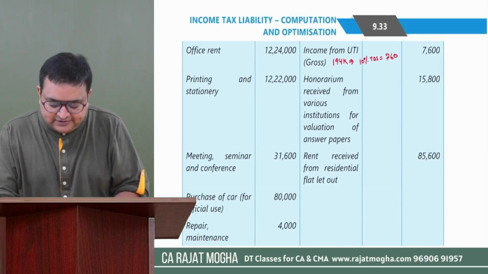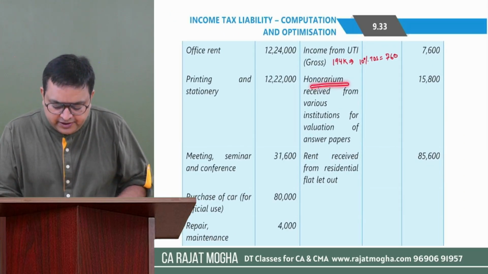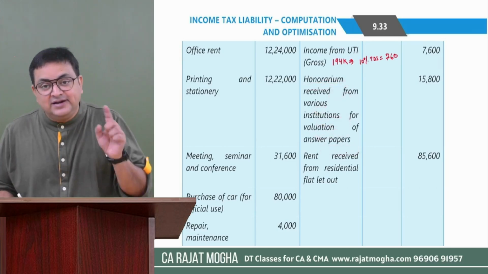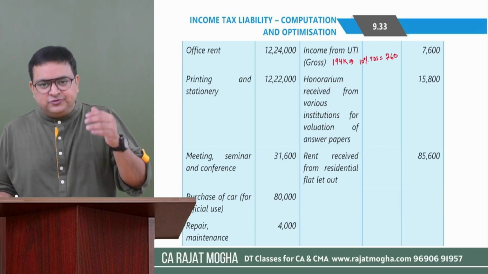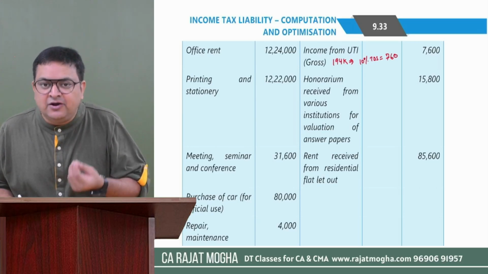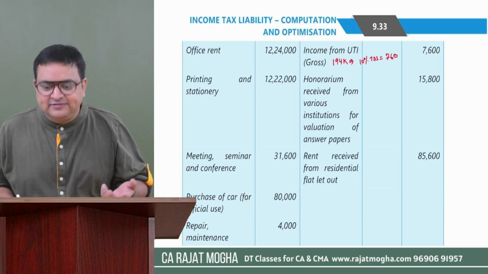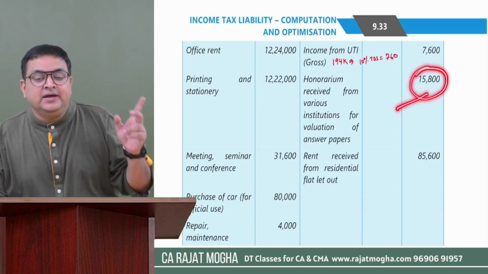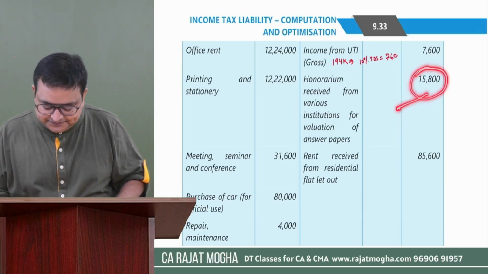Okay. Next income. Honorarium received from various institutions for valuation of answer paper. Is it PGBP income? No. So she has evaluated some answer papers, and for that she has received some money, honorarium. So this is our IFOS income. So we will take it out from here and we will take it to our IFOS income.